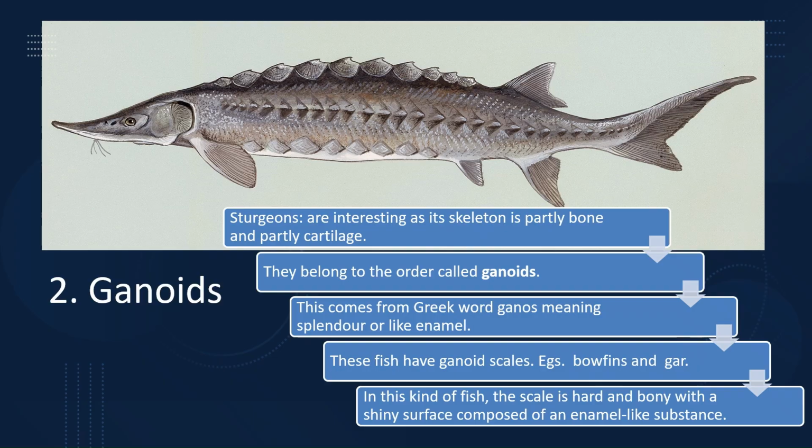Ganoids. An example is the sturgeon. They are interesting as the skeleton is partly bone and partly cartilage. They belong to the order called ganoids. This comes from the Greek word ganos meaning splendor or like enamel. These fish have ganoid scales. Examples are bowfins and gar. In this kind of fish, the scale is hard and bony with a shiny surface composed of an enamel-like substance.